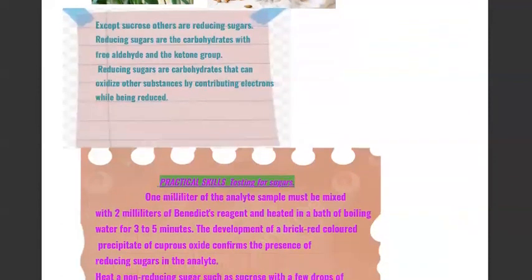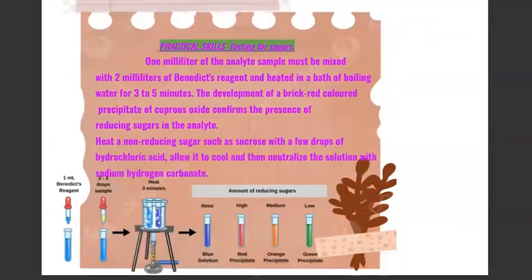Practical skills, testing for sugars. 1 milliliter of the analyte sample must be mixed with 2 milliliters of Benedict's reagent and heated in a bath of boiling water for 3 to 5 minutes. The development of a brick red colored precipitate of cuprous oxide confirms the presence of reducing sugars in the analyte.